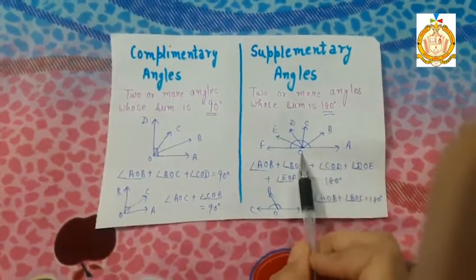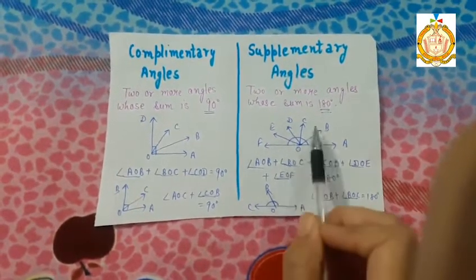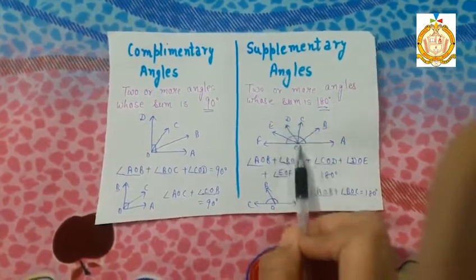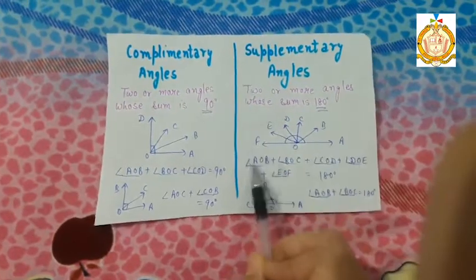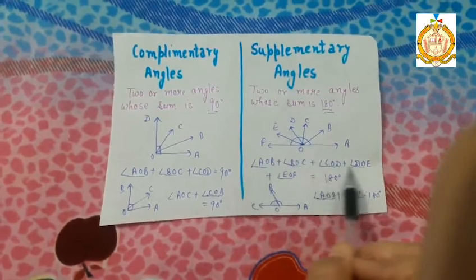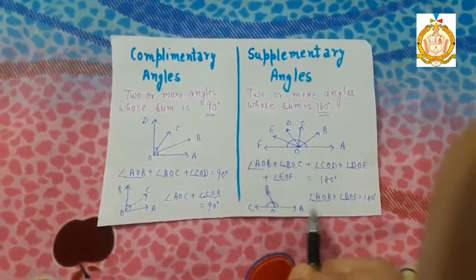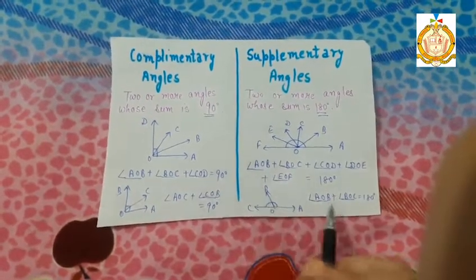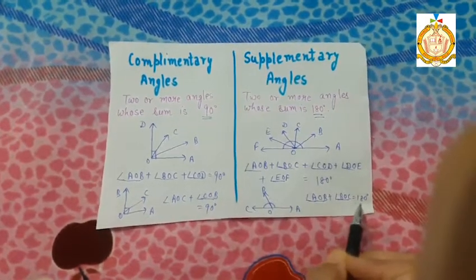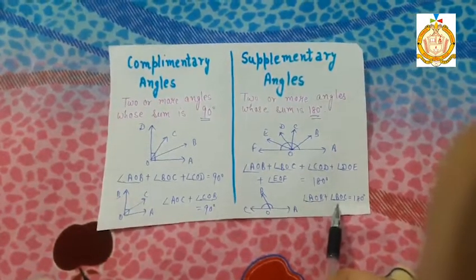And here in this figure you can see angle AOB, BOC, COD, DOE, EOF. The sum of all these angles is equal to 180 degree. So these angles are supplementary. Again in this figure you may see AOB angle plus BOC angle is equal to 180. So here these two angles are supplementary to each other.